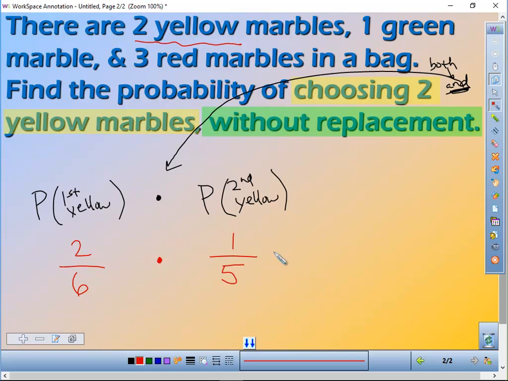All right, so now it's just a simple multiplication problem. So 2 times 1 would give us a 2, and 6 times 5 would give us 30. There is a 2 in 30 chance, or maybe we could say 1 in 15 chance that that would actually happen, that you could pull out each yellow marble one at a time.